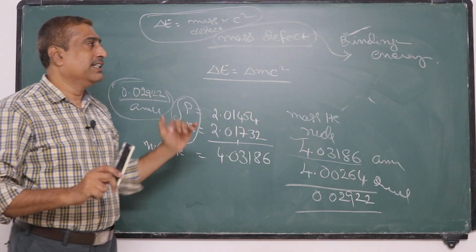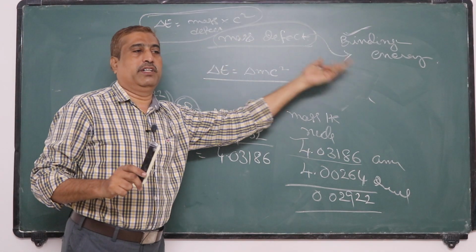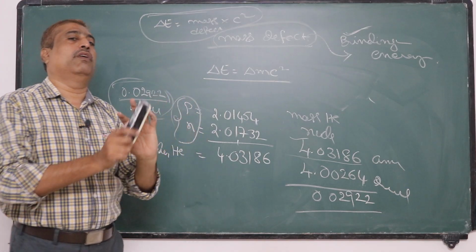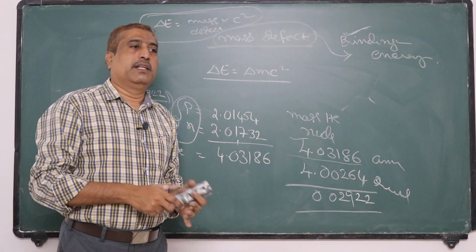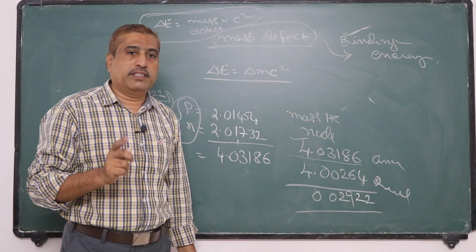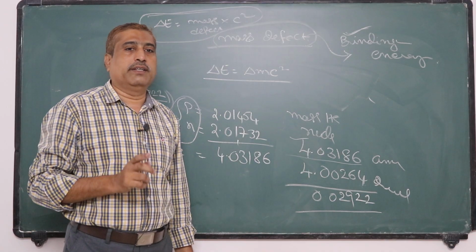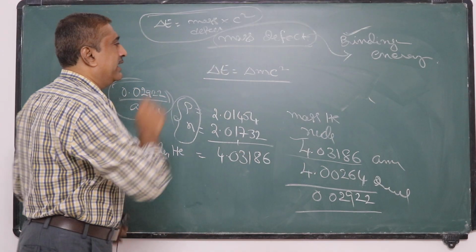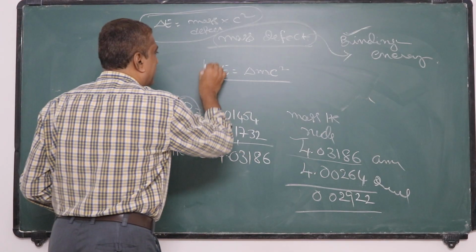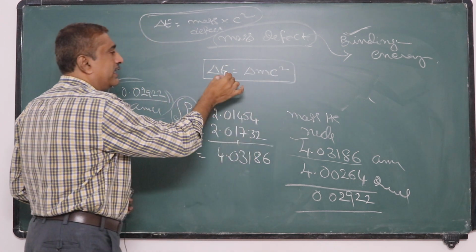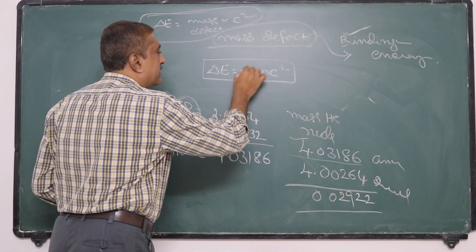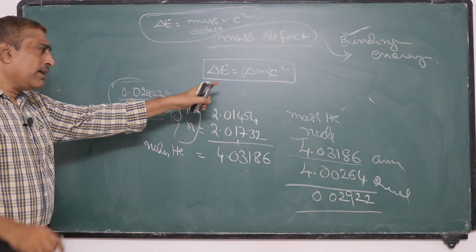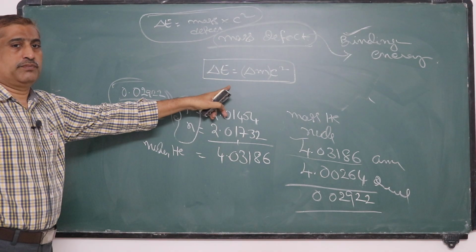So binding energy is defined in two different ways. One is the energy released when the nucleons combine to form the nucleus, and the binding energy is also the amount of energy required to split the nucleus into its constituent nucleons. The binding energy and mass defect are related by this equation: binding energy ΔE is equal to mass defect Δm into c squared, by Einstein's mass-energy equivalence.